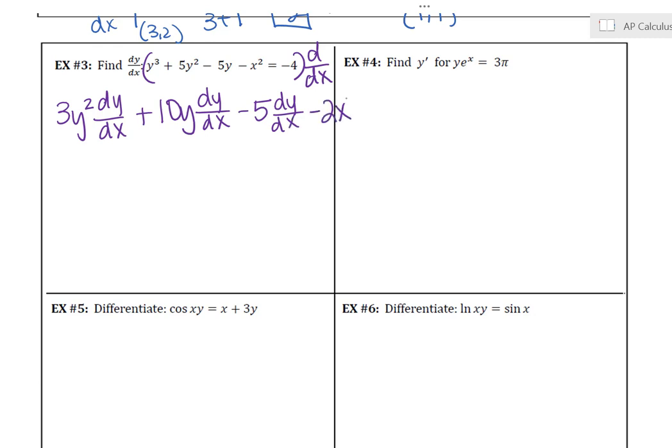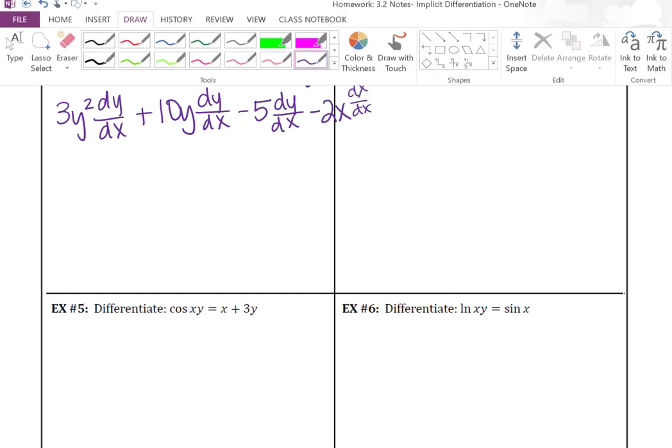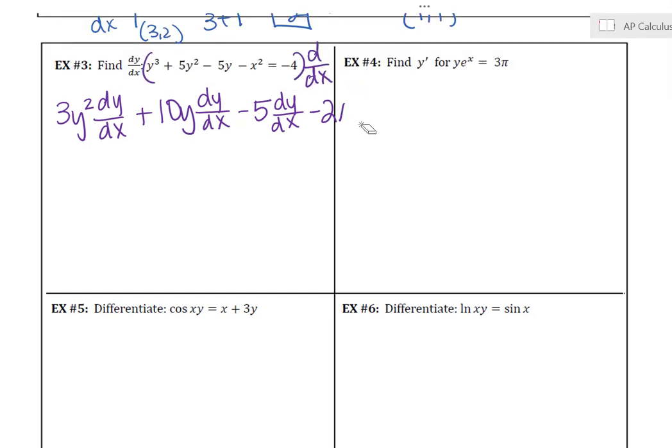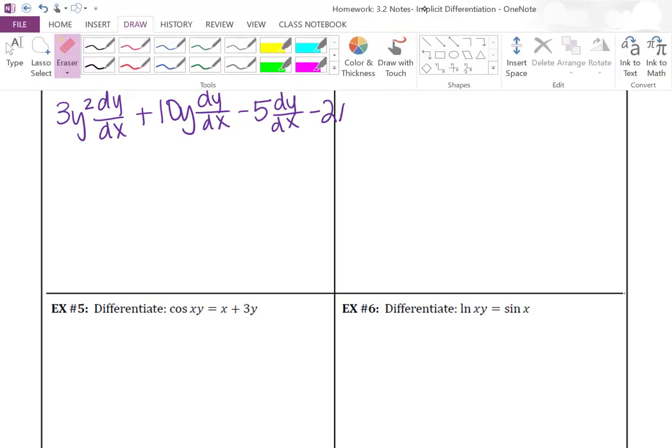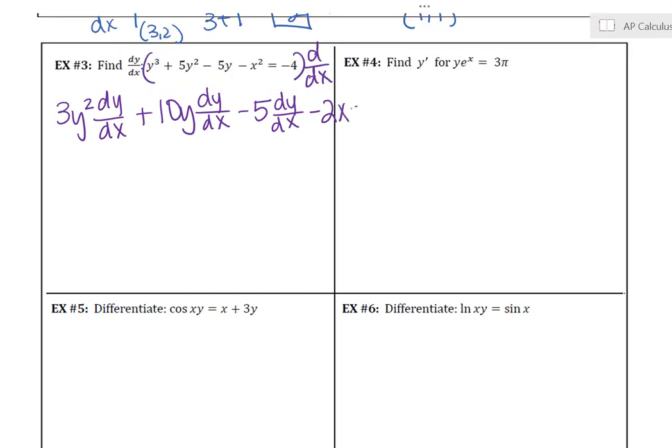Minus 2x, technically, right? Technically, that's a dx over dx. So that cancels out because that's equivalent to 1. I'm just going to erase it. And then that all equals 0.